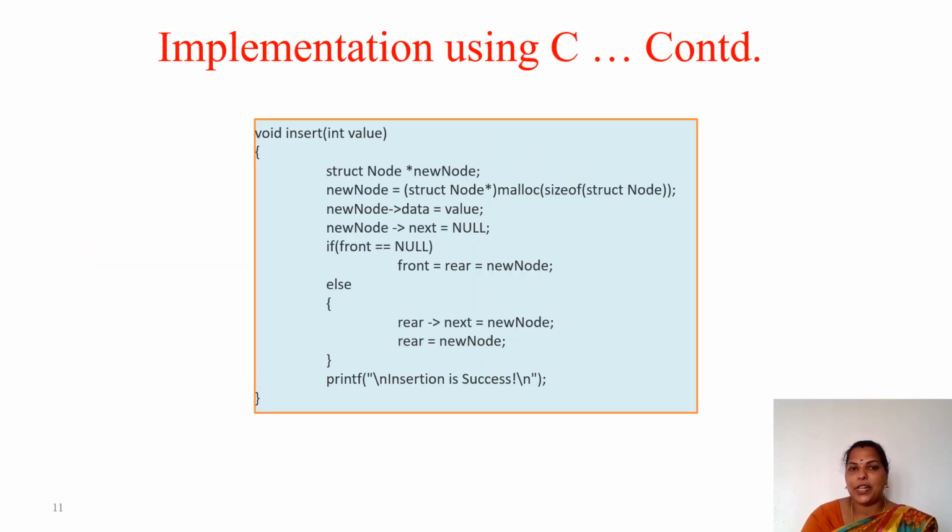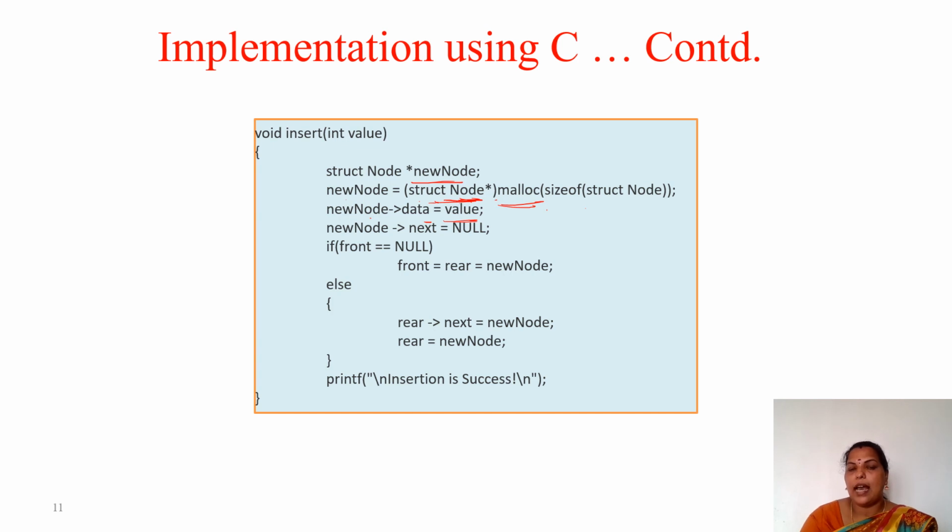Let us see one operation. For insertion, first we have to create a new node, and new node equal to the malloc function you have to use. So the syntax of the malloc function is new node equal to struct node star. We already defined the structure, right? So struct node star malloc size of the struct node. For one particular node, we are allocating the space in the memory. Then we are just assigning the value to new point to data. Then we are making the new node next pointer to null because only one node we inserted.